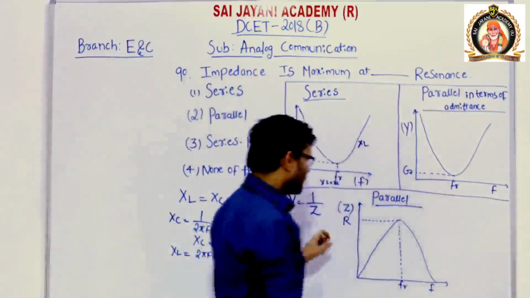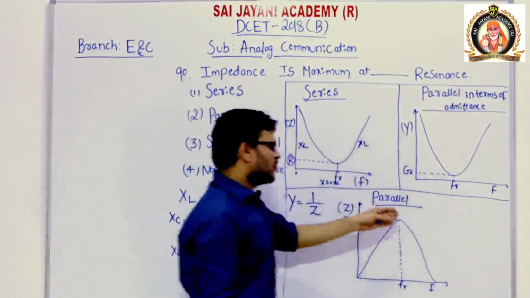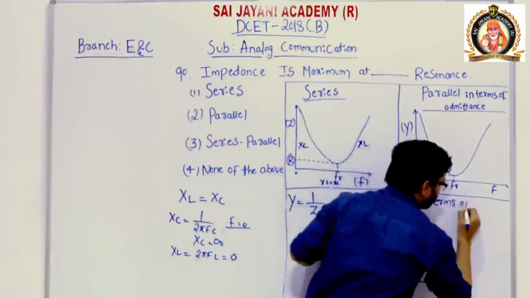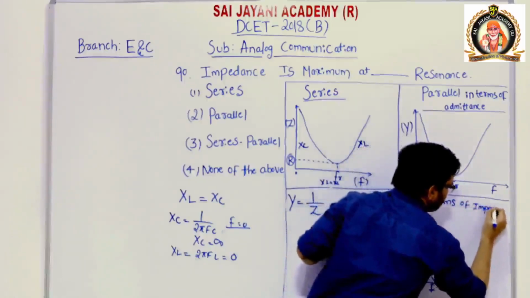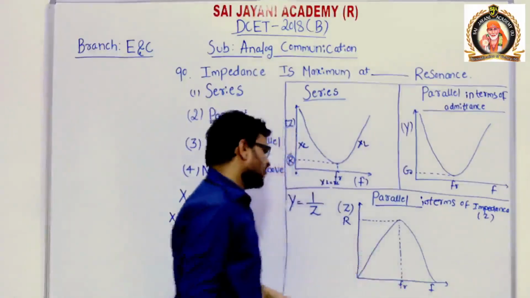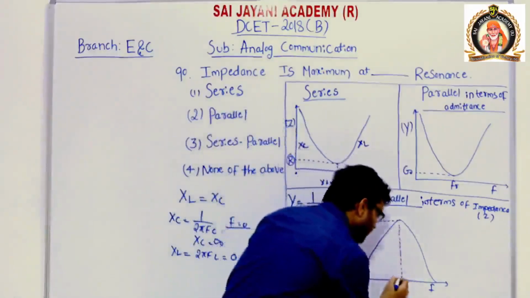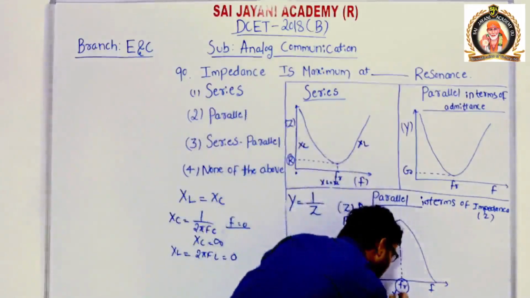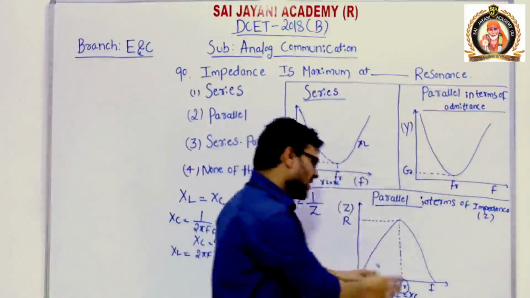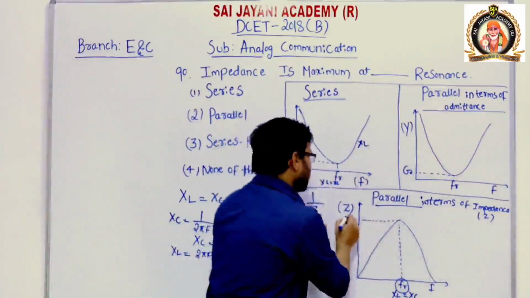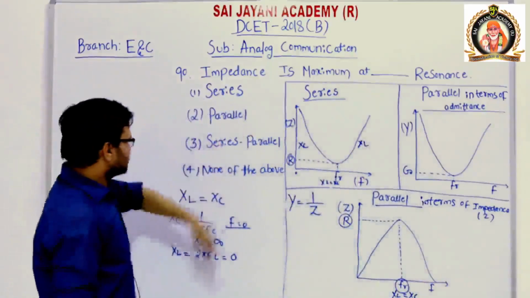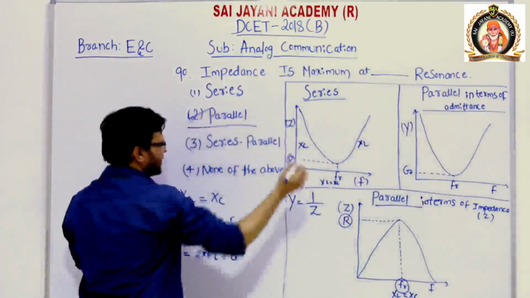So the graph of impedance versus frequency for the parallel circuit, in terms of impedance Z, is shown in this figure. At the resonant frequency, that is FR, here, the capacitive reactance and the inductive reactance are equal. At that frequency the impedance is maximum. So from the above options, the second option is the right option.